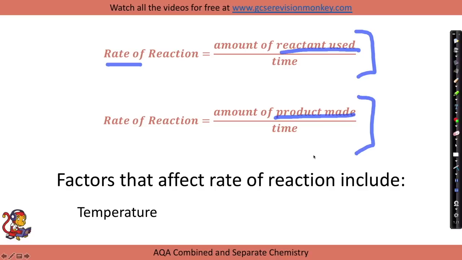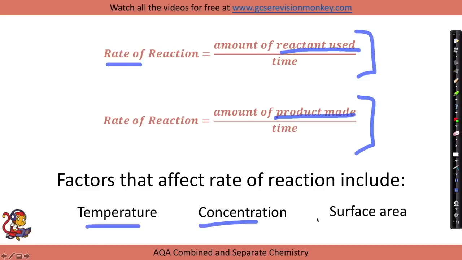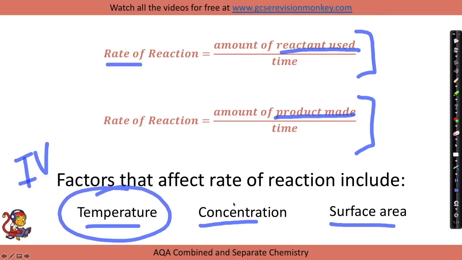Those include temperature, concentration, and surface area. So you may well be designing an experiment and changing any one of these three things. So that would be your independent variable. And if you change temperature, for example, you need to keep concentration and surface area of your reactants the same. And the same goes if you are selecting a different independent variable. One of them you change and the other two you have to keep the same.